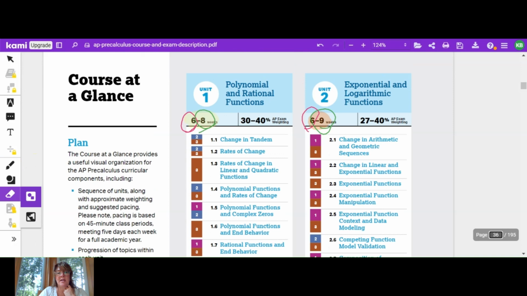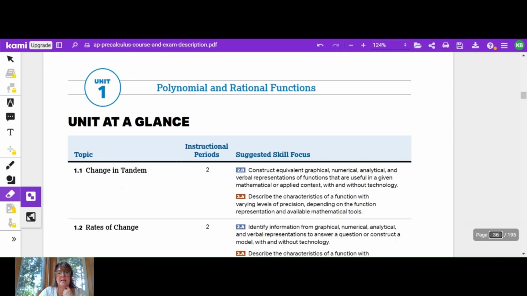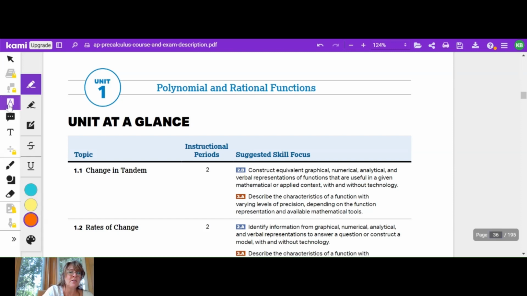So now if you look at page 36 in the CED, this is going to drill down for you a little bit more specifics about how many instructional periods for each learning objective. So this is the unit at a glance for Unit 1. There's one in the CED for all 4 of the units. But if you look here, you'll see for each topic or learning objective, the suggested amount of instructional periods. Now, these are based on a traditional 45 or 50-minute lesson. So if you're planning for block scheduling, I would say that 2 instructional periods would probably equal 1 instructional period for you.